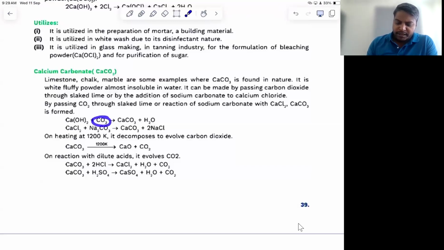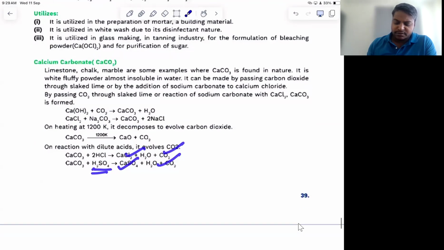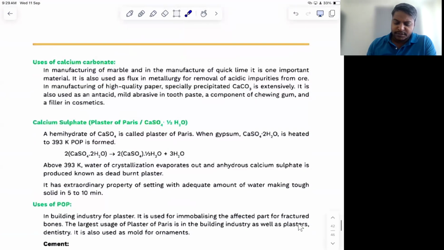it can be formed by reacting calcium hydroxide or directly reacting with Na2CO3, to form CaCO3. That on decomposition gives CaO. On reacting with HCl it becomes CaCl2 releasing carbon dioxide; with H2SO4, calcium sulfate and CO2, all with dilute acids. Okay.